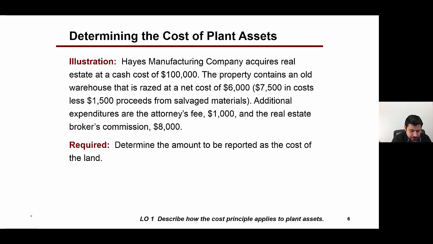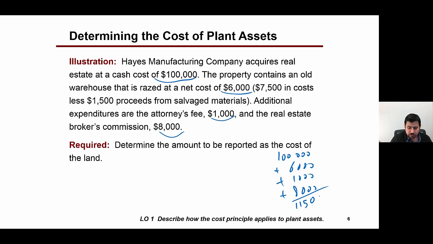Here, we have the purchase cost, which was $100,000, and then we have a net cost of demolition of $6,000. We have additional fees, which are the attorney's fee and the broker's fee. So at this point, the cost will be $100,000 plus $6,000 plus $1,000 plus $8,000, and the total will be $115,000.